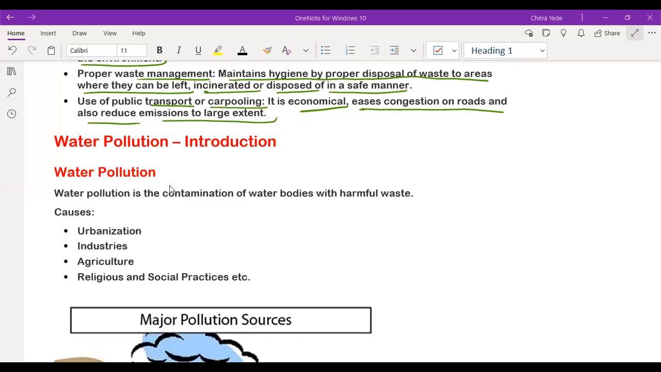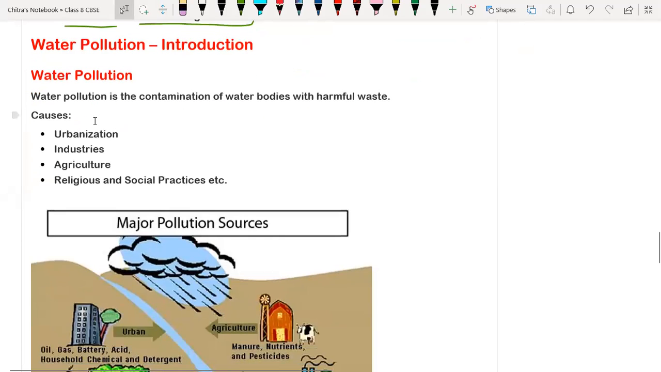Now we're going to understand water pollution. The contamination of water is called water pollution. Water pollution is the contamination of water bodies with harmful waste. What are the causes? What causes water pollution? It is urbanization, industrialization, agricultural activities, and religious and social practices.